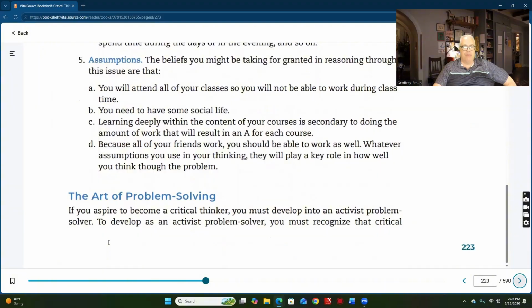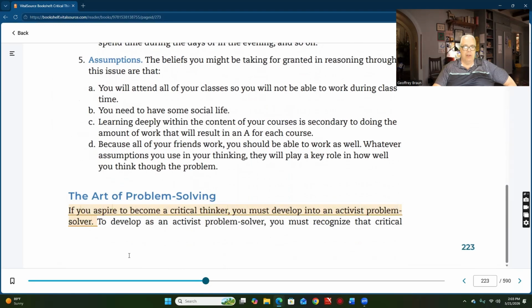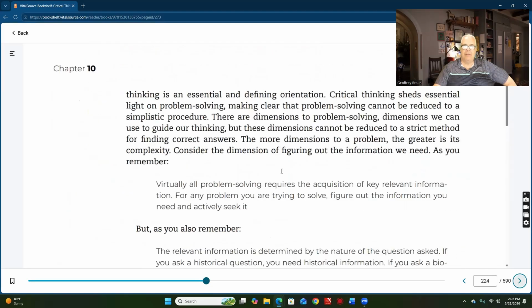The art of problem solving. If you aspire to become a critical thinker, you must develop as an active problem solver. You must recognize that critical thinking is an essential defining orientation. Critical thinking sheds essential light on problem solving, making clear that problem solving cannot be reduced to a simplistic procedure. So true.